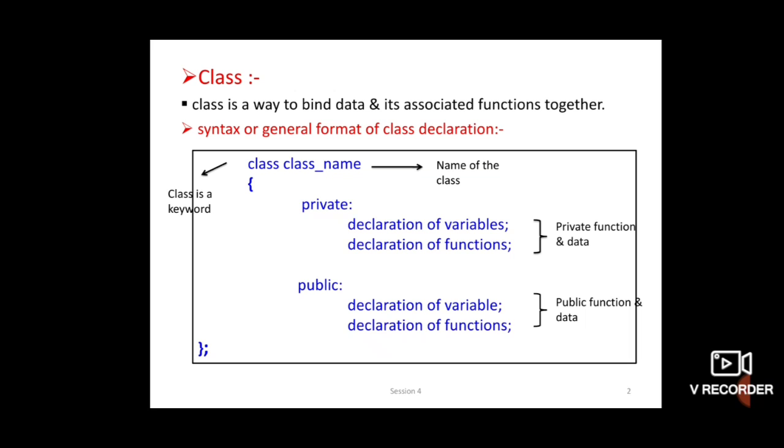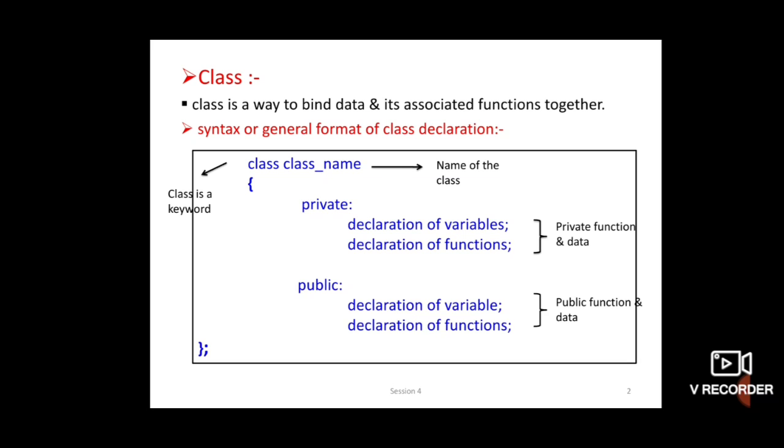But opposite of private, the public members, whatever data and functions are declared under the public access specifier, can be accessed from outside the class also. Whatever variables and functions are declared under public, that data or functions can be accessed outside the class. Both the visibility labels, private and public, are also called access specifiers.